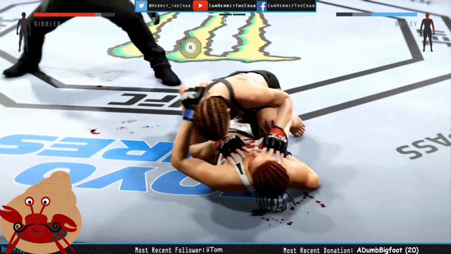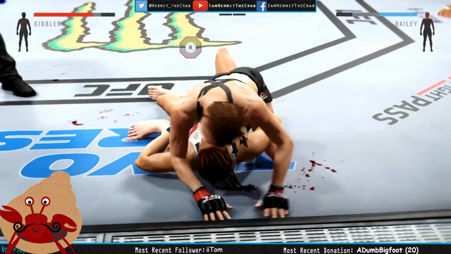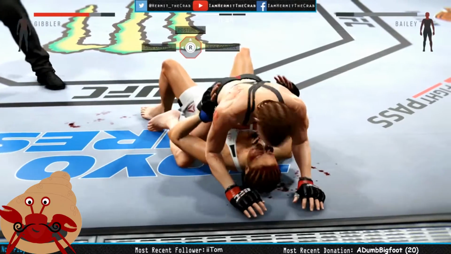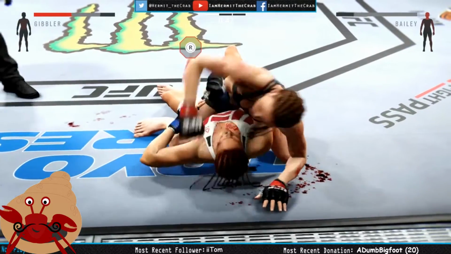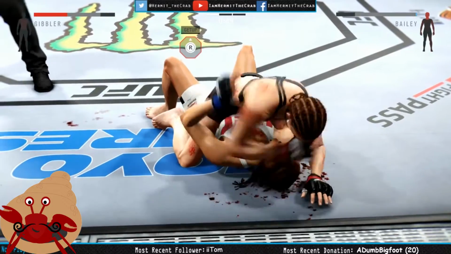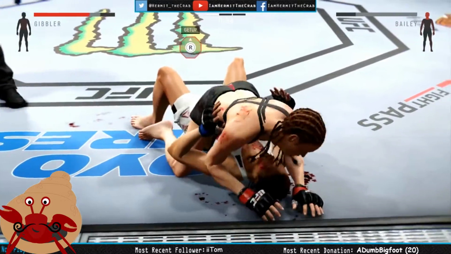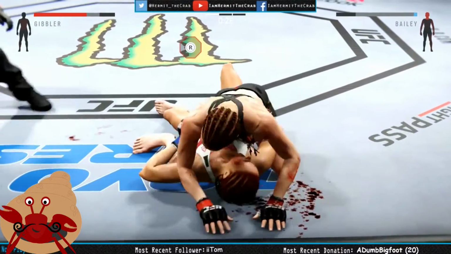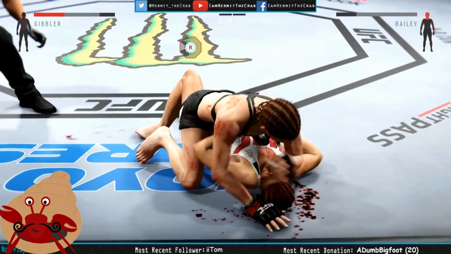Here we're going to have a little bit of top mount game. So we have get top mount here: right trigger and left, right trigger and left, right trigger and right, right trigger and left, right trigger and up, and right trigger and right. And then finish a little bit more of the top game.